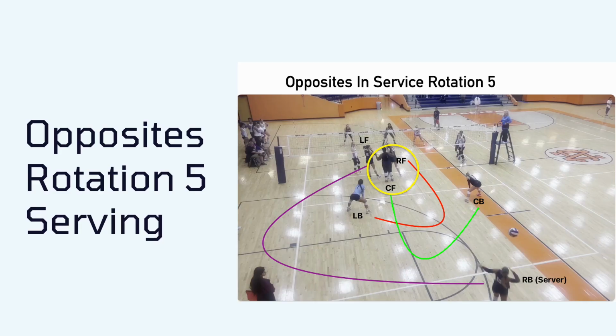Do you see how that works? We used our knowledge of our setter. We used our knowledge of opposites. We used our knowledge of knowing that our libero has to be a back row player. Our server has to be a back row player. And we used our knowledge of opposites.